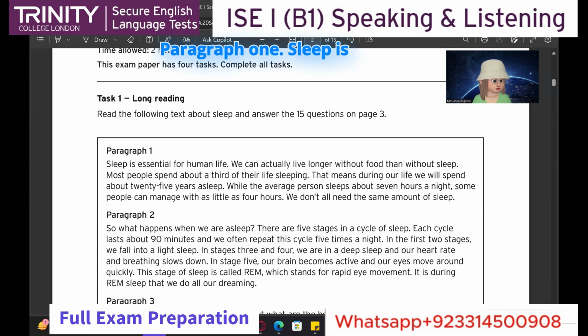Paragraph 1. Sleep is essential for human life. We can actually live longer without food than without sleep. Most people spend about a third of their life sleeping. That means during our life, we will spend about 25 years asleep, while the average person sleeps about 7 hours a night. Some people can manage with as little as 4 hours. We don't all need the same amount of sleep.